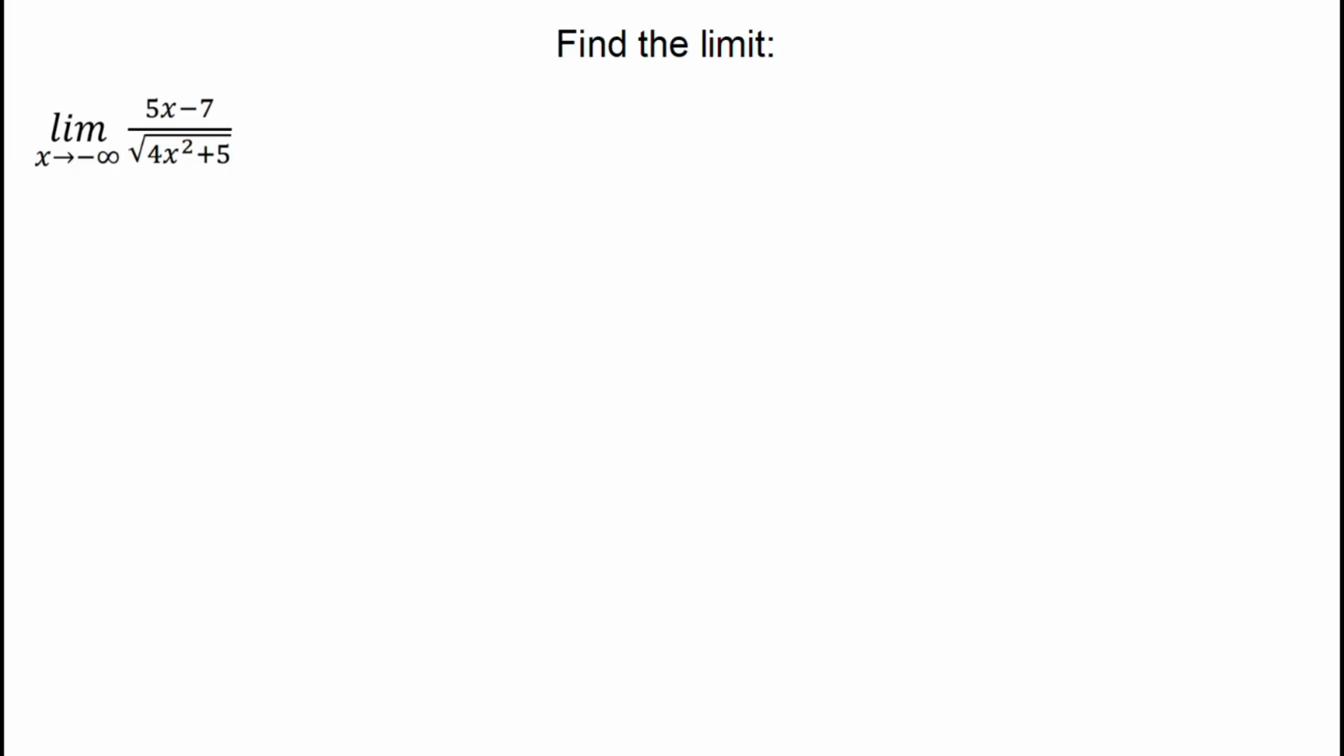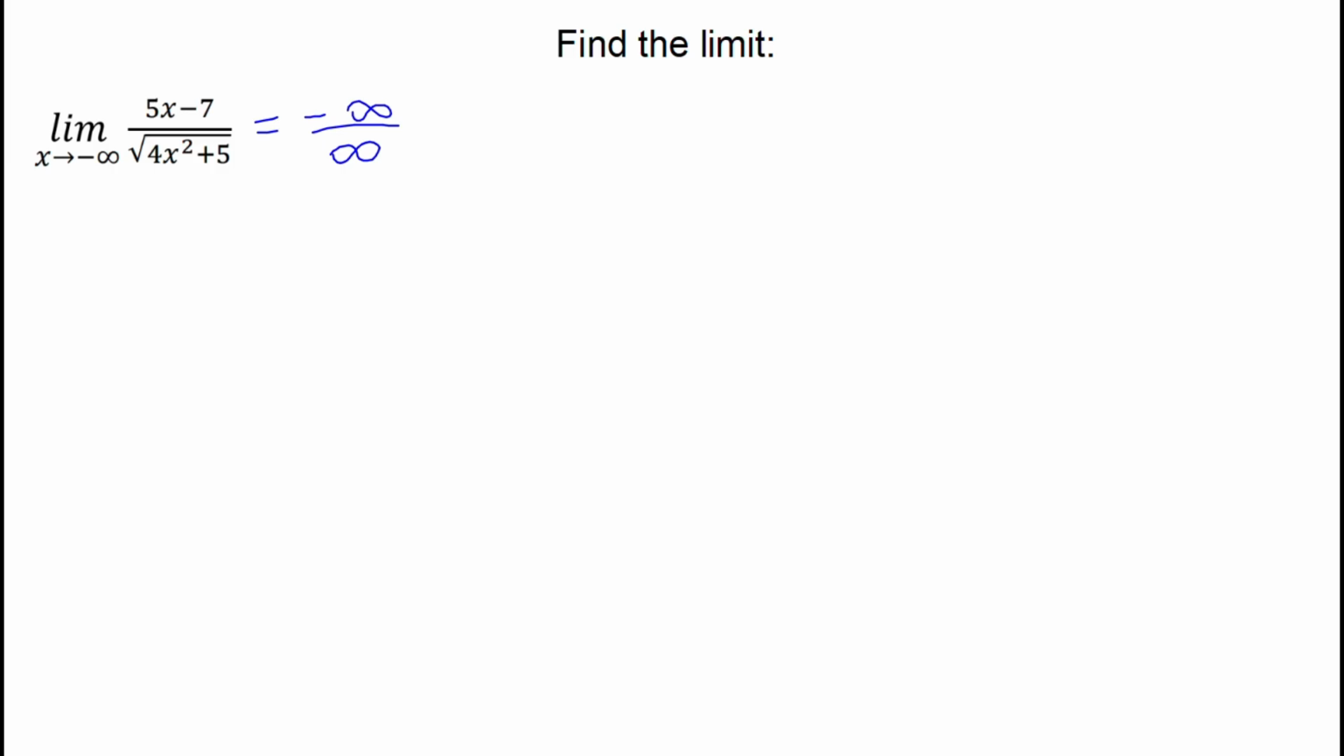So for this next one, we've got to be a little bit careful. We've got the limit as x approaches negative infinity of (5x - 7) over the square root of (4x squared + 5). So the numerator is negative infinity. In the denominator, if we square negative infinity, that's positive infinity, and multiplying by 4 and adding 5 is still positive infinity, and square rooted is still positive infinity. So we get negative infinity over positive infinity, which is indeterminate.